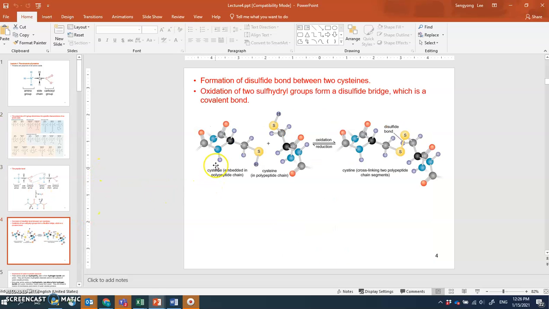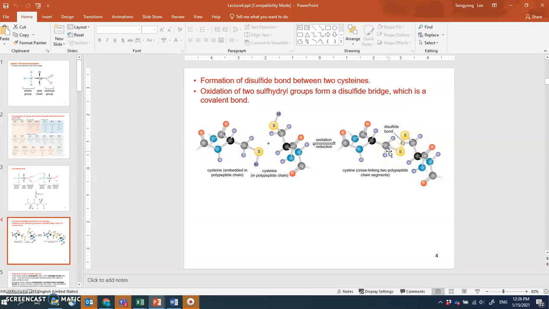So if you have cysteine here and another cysteine there, with SH groups, when they are oxidized, the hydrogens are taken away, and you form disulfide bonds. Okay, so oxidation will form disulfide bonds, but if you reduce them, the disulfide bond could be broken up. So the oxidation of two sulfhydryl groups forms a disulfide bond, just like that, which is also a covalent bond, which is a strong bond.